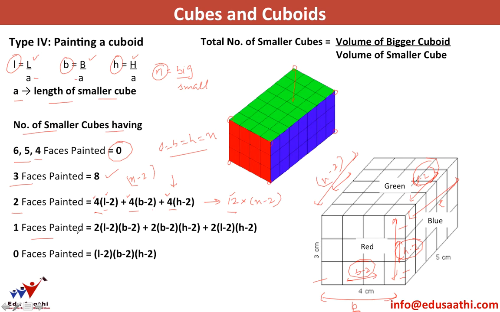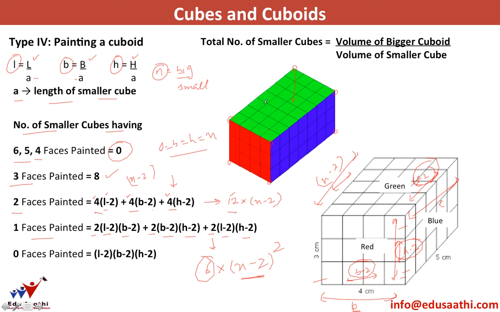Similarly, for one face painted, there we had 6 into n minus 2 whole square. Here 6 is broken up into 3 2's, so I have 2, 2 and 2, they add up to 6. This is just a memory tool. Since I had n minus 2 whole square here, instead of this n minus 2, I have l minus 2 into b minus 2, b minus 2 into h minus 2 and l minus 2 into h minus 2.